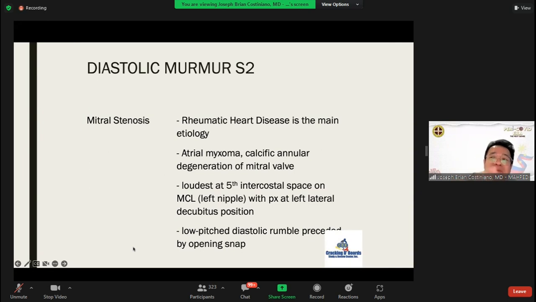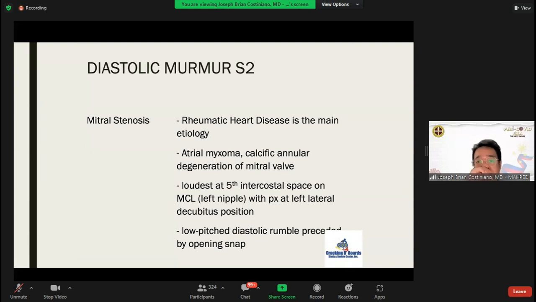And not an MVP, ha? Kasi yung usual sinasagot basta pag opening snap is MVP, mitral valve prolapse. Mali po yun. Pag mitral valve prolapse, it's click murmur complex. Pag opening snap and diastolic rumble, that is mitral stenosis. And it is heard loudest at your fifth intercostal space in your midclavicular line. And then take note, ang AR, ang patient is leaning forward. Meanwhile, your mitral stenosis, the patient is in left lateral decubitus position.